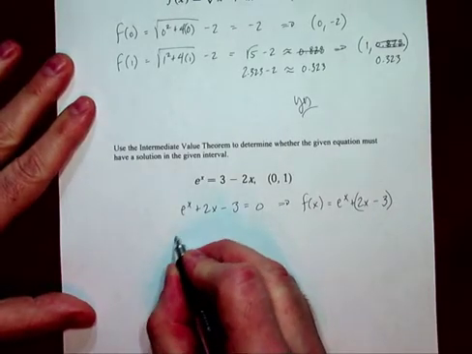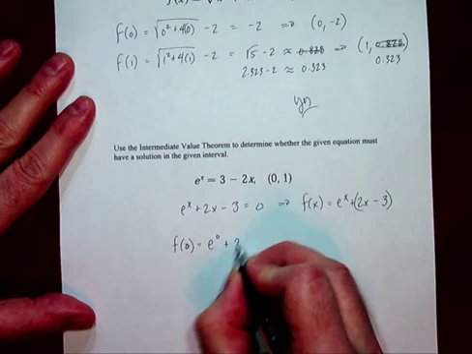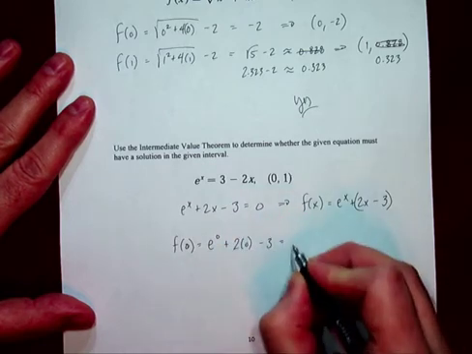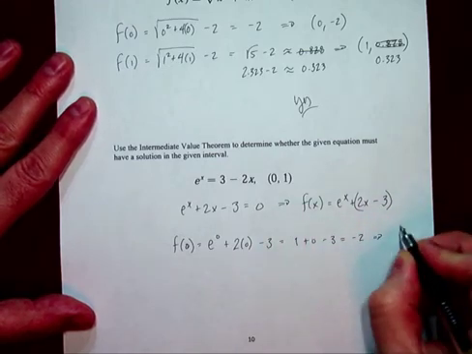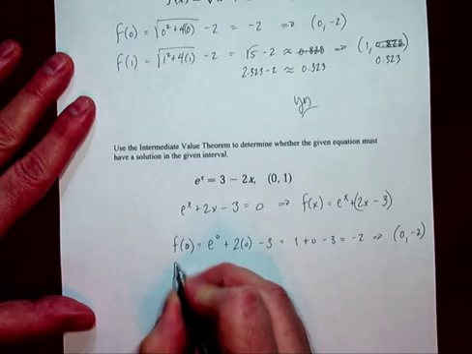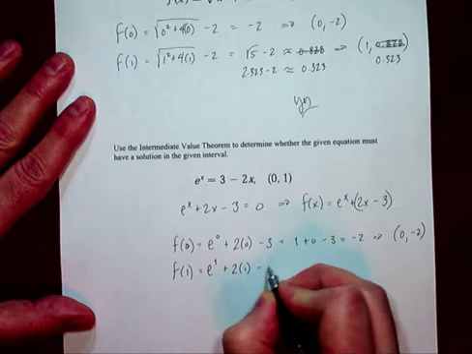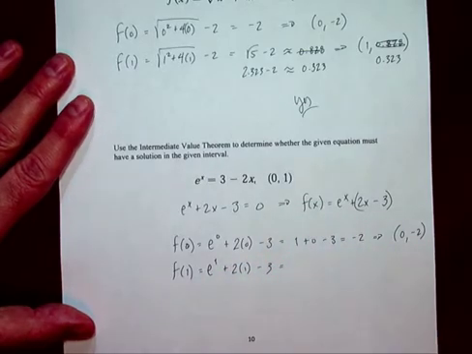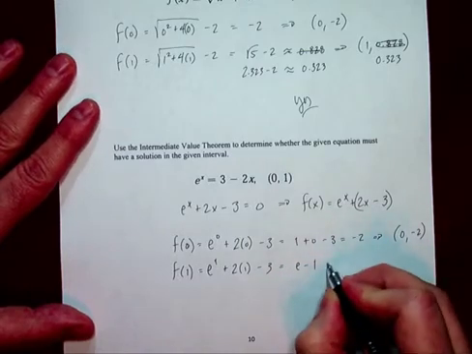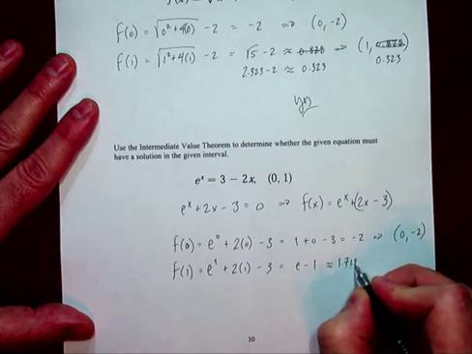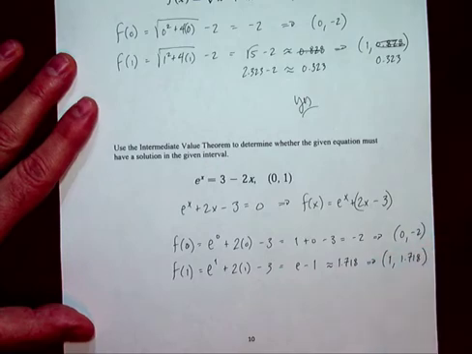So all you have to do from here is evaluate f of 0. Well, that's e to the 0 plus 2 times 0 minus 3. So that's 1 plus 0 minus 3, or -2. That gives us the ordered pair 0, -2. Okay, well, let's evaluate it at 1, and that's e to the first plus 2 times 1 minus 3, and that winds up being e minus 1. Well, e is 2.718, so this is approximately 1.718, and I do get 1.718, okay?